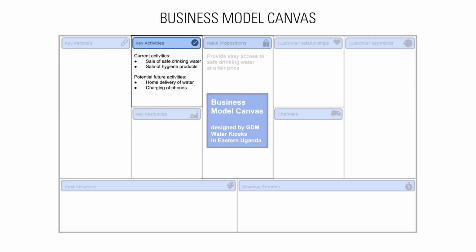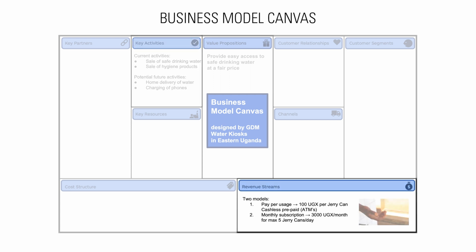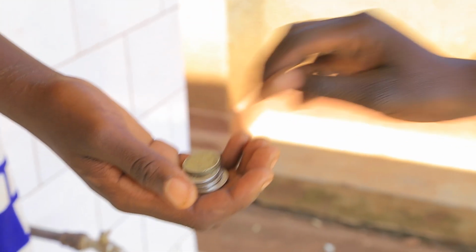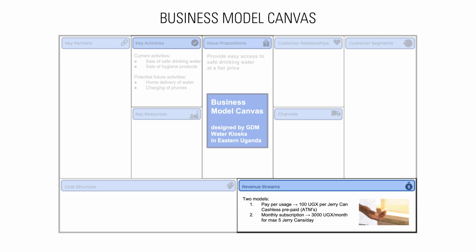In the canvas, you will define which activities and products your water business offers. You think about the current and potential revenue streams, such as the sale of water per use or per monthly subscription, and how much income can be generated therewith.